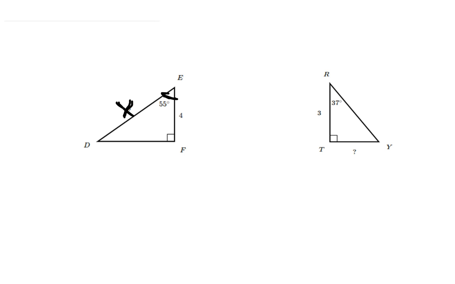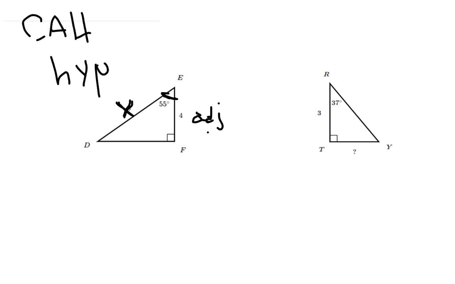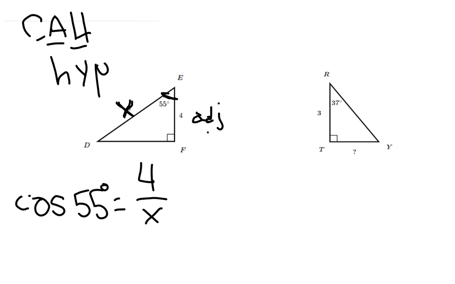So that's going to be my theta, this angle E. I know that I have the adjacent side here, and I'm looking to try and find my hypotenuse. So if I have an angle, I have the adjacent and I have the hypotenuse. Adjacent and hypotenuse, remember we said cosine is adjacent over hypotenuse. So we can set this up. We can say that the cosine of 55 degrees is equal to adjacent, which is 4 over x.